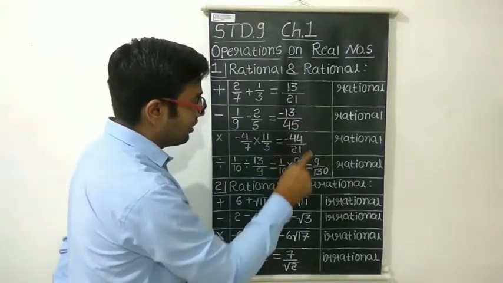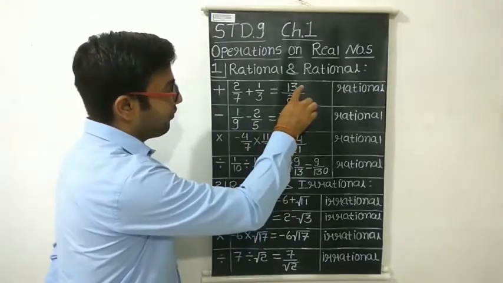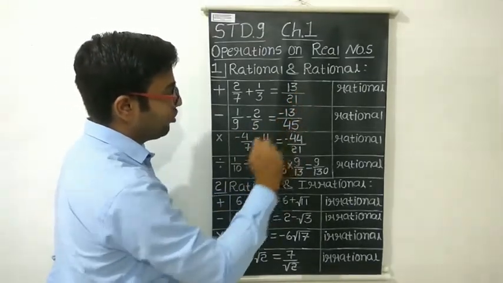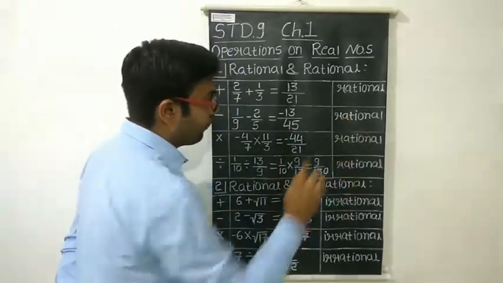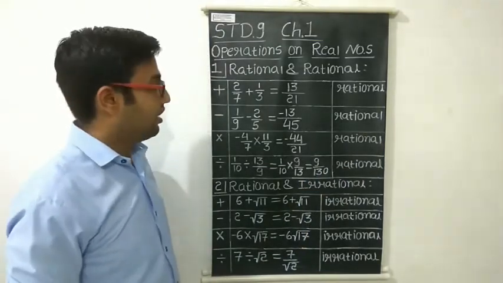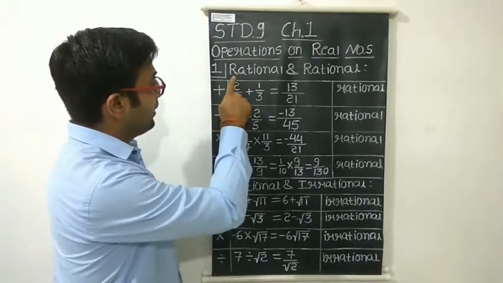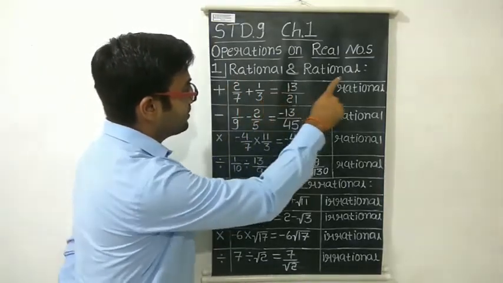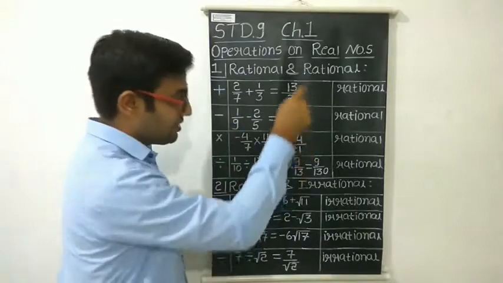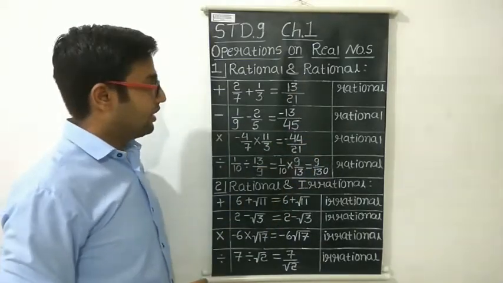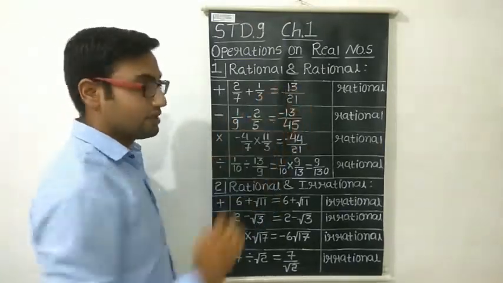Why are all these rational numbers? Because they are in the form of P upon Q. That means in the form of numerator upon denominator. That is why all four results are rational numbers. So the conclusion here is that whenever we apply the operations on rational and rational numbers, that means between two rational numbers, the result is always a rational number, right? You can take any numbers on your own and check these results, right?